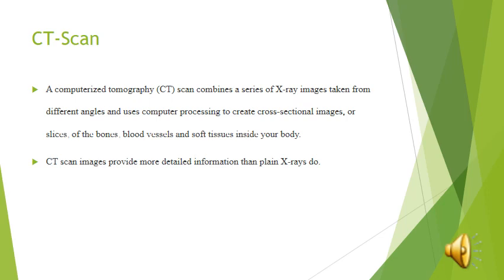A computerized tomography scan combines a series of X-ray images taken from different angles and uses computer processing to create cross-sectional images or slices of the bones, blood vessels and soft tissues inside your body. CT scan images provide more detailed information than plain X-rays do.